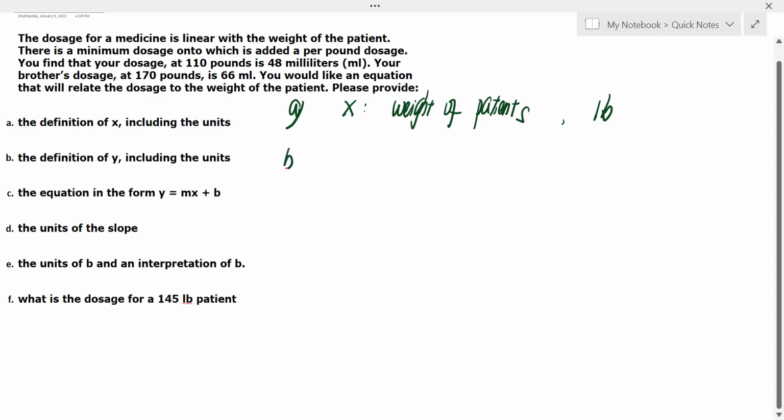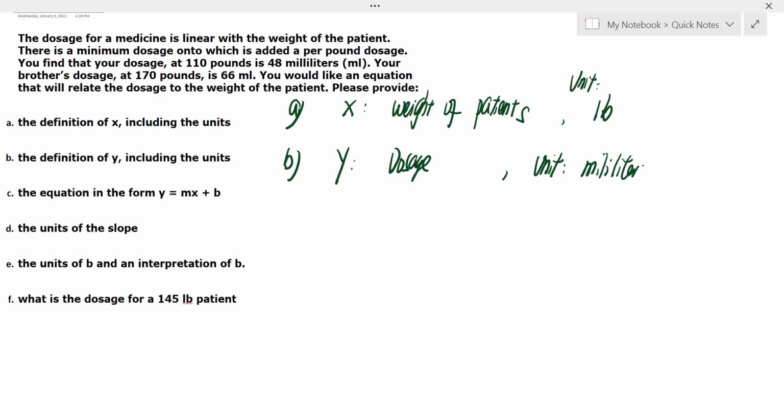All right, then part B is what is the definition of the y? So the dosage depends on the weight of the patient. So dosage, that will be the definition of the y, and the unit of dosage should be milliliter, or ml. And part C is finding the equation in the form y equals mx plus b.